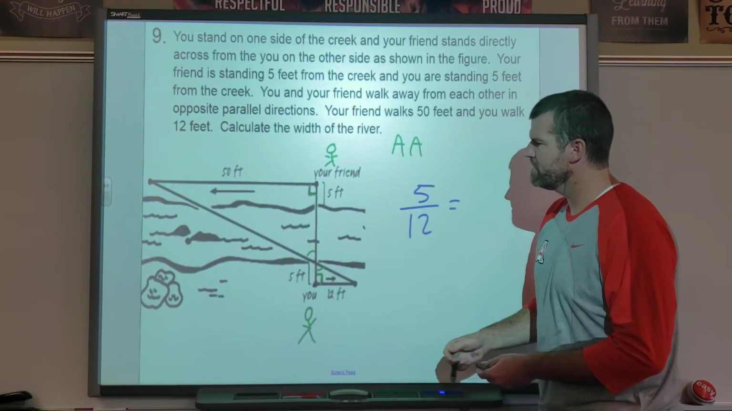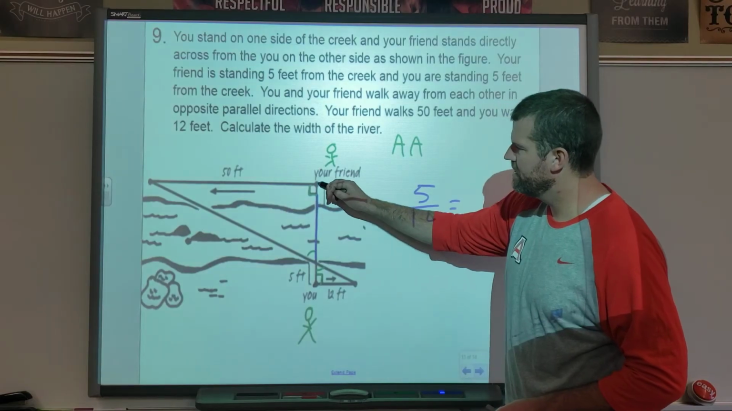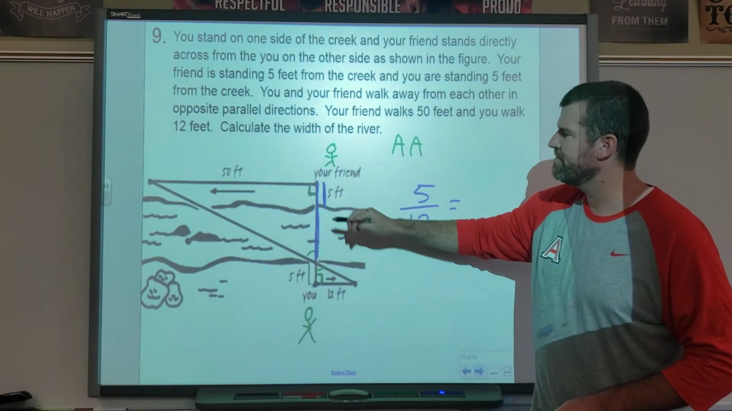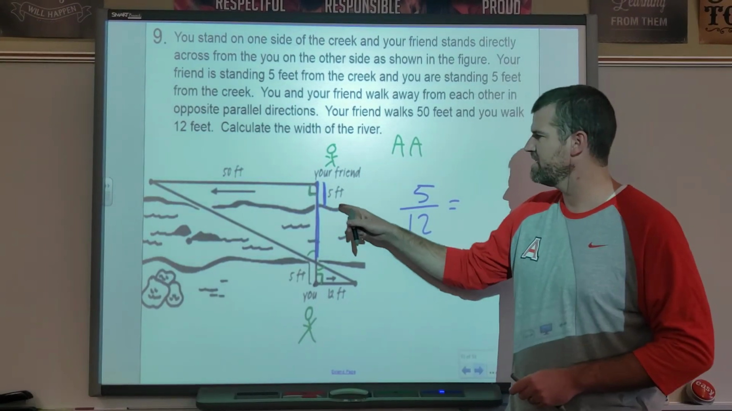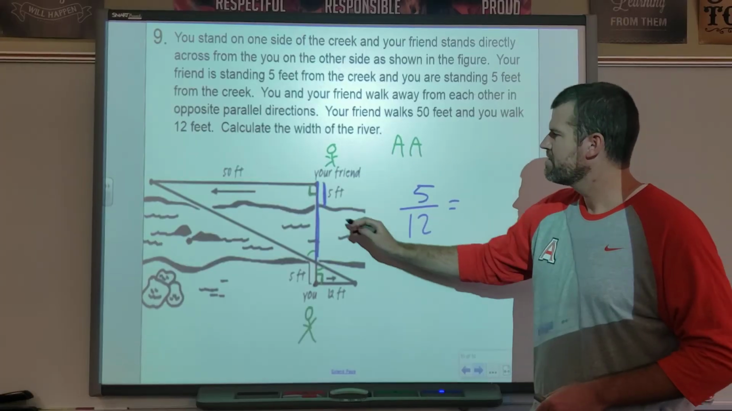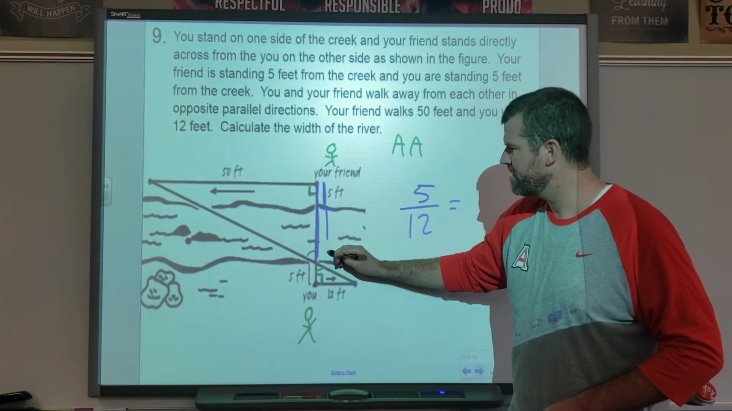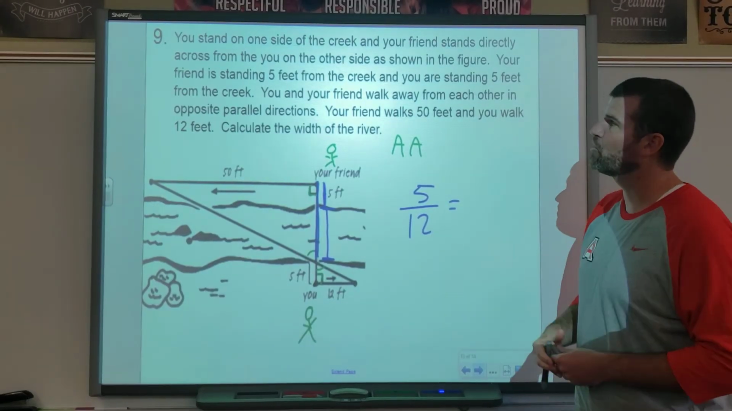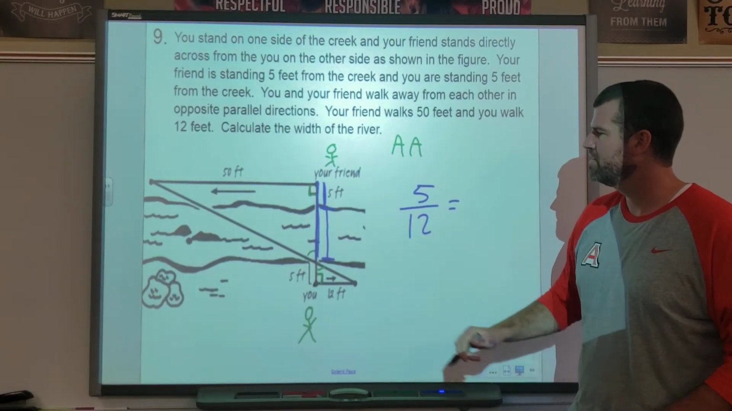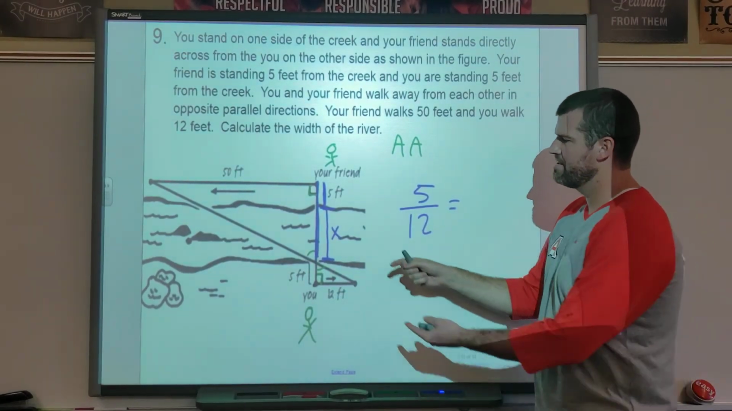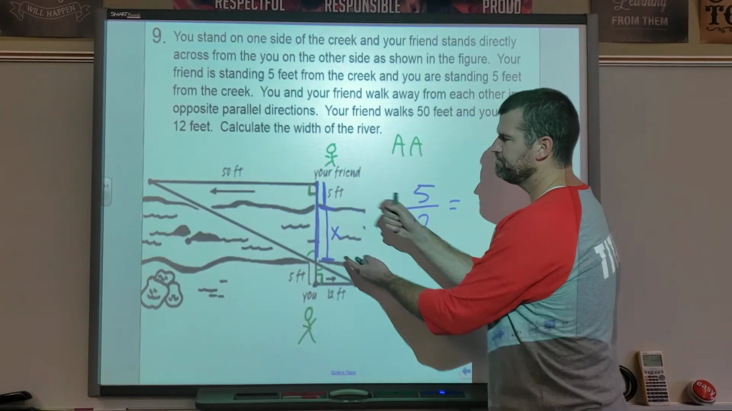And so then if I go find the short leg of this triangle, I notice that I actually already have 5, right? Because my friend is standing 5 feet away from the shore, and that was part of that triangle. So what could I label this with right here? All right, that's the actual river, or the creek, and that's what I'm trying to find the length of. But I don't know that, so I'm just going to call that x. So x is the width of the creek.